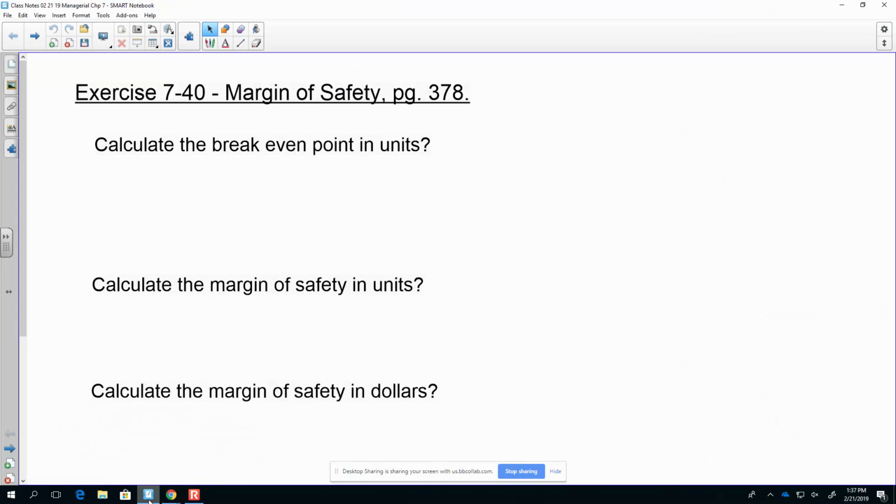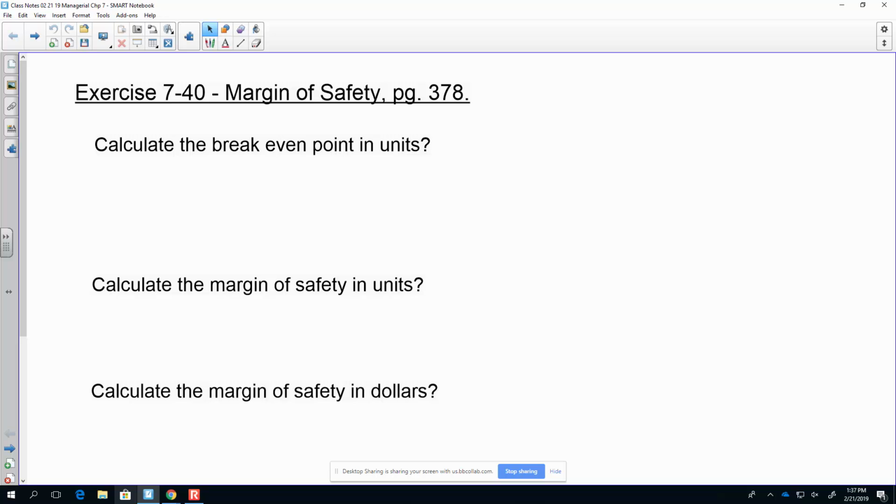Let's look at what we have for our first problem. Just something simple, our margin of safety computation. Let's just go and do that one first. It is on page 378 of our book. And again, this is our assessment of risk with our budgets, right? With our analysis. How much risk are we at? So break-even point in units, give us a little more practice on doing those.